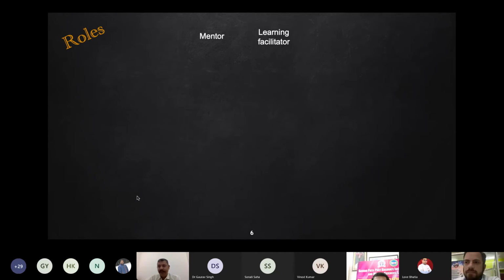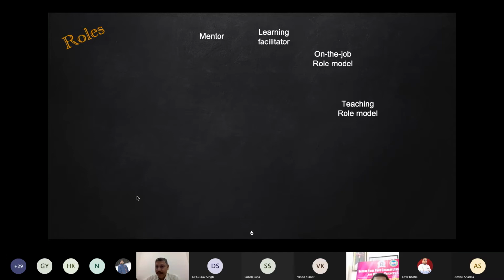Teaching is just a unidirectional transformation of information from the teacher to the student, but more important than just transformation of the information is to facilitate the learning, to ensure that students do learn. Then, as you have told, the on the job role model. Teaching role model.